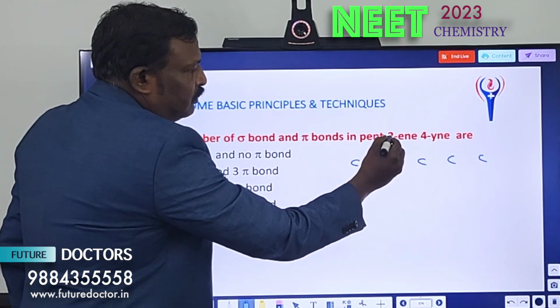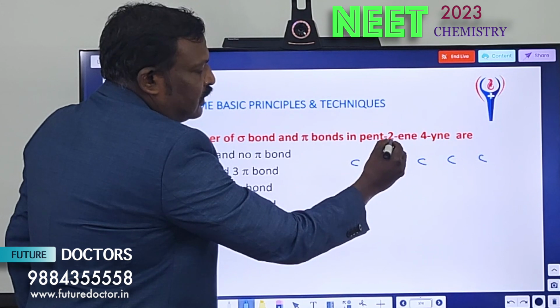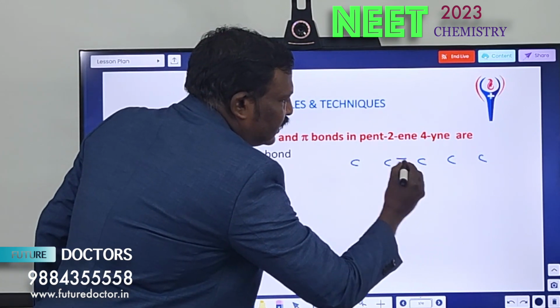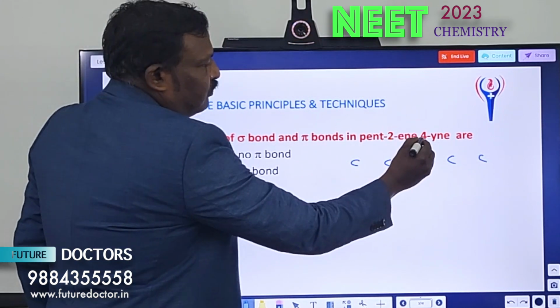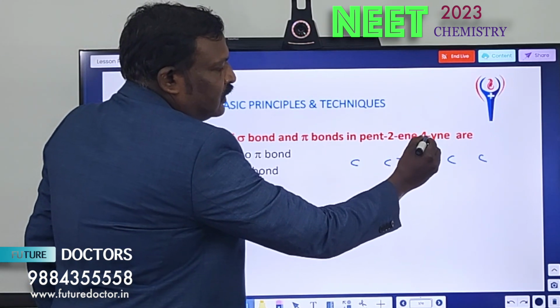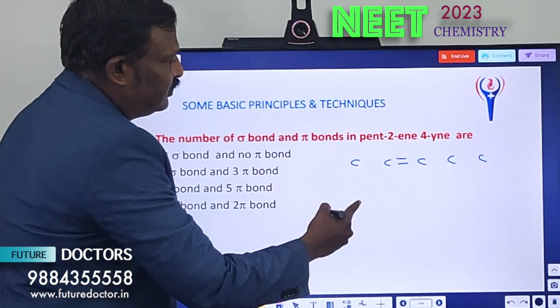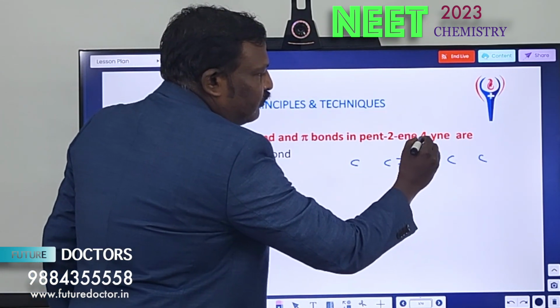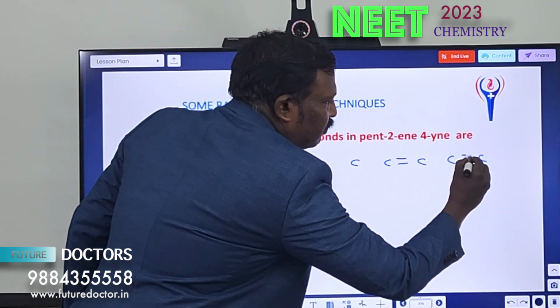Pent-2-ene means the double bond is in between 2 and 3. Understood? Then 4-yne means what? A triple bond in between 4 and 5. This is 1, this 2, 3, 4, 5. Triple bond in between 4 and 5.